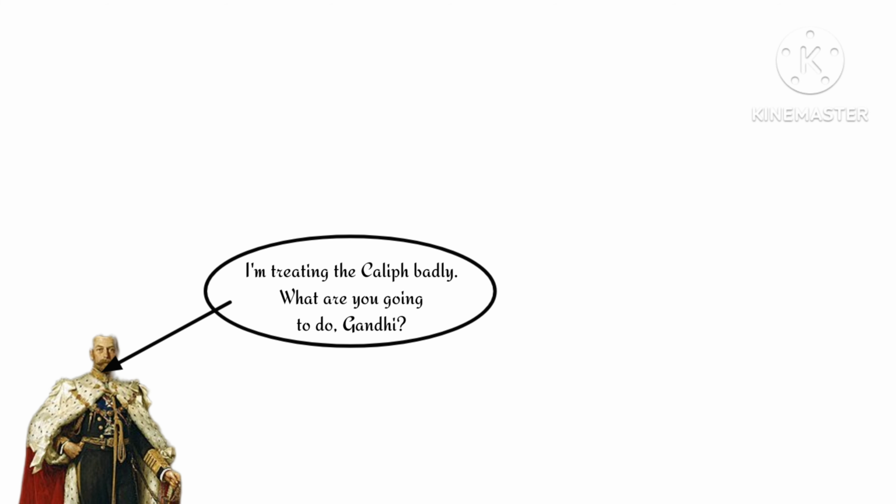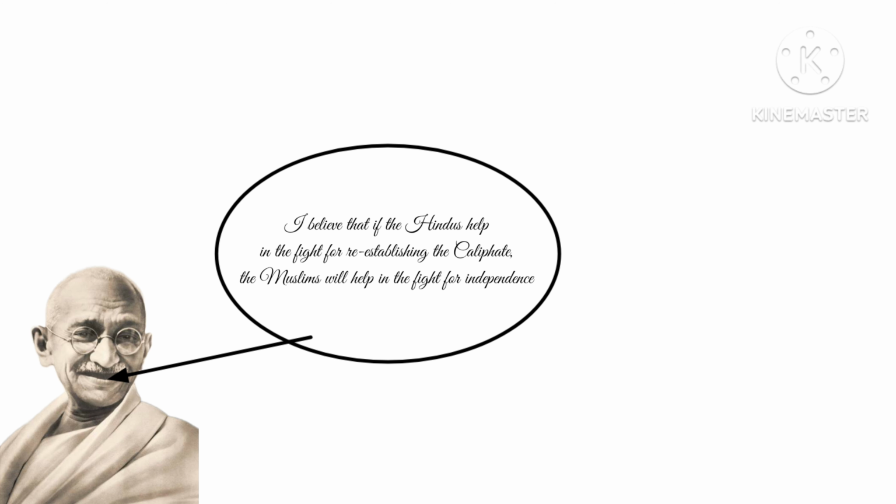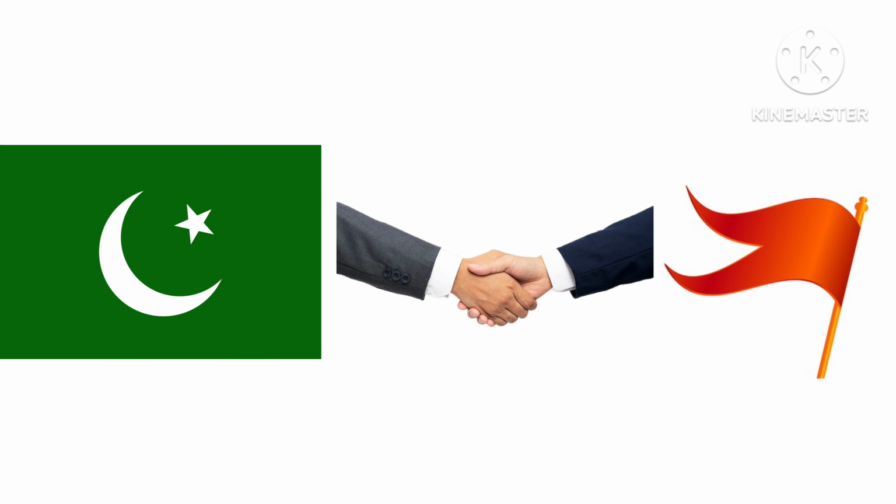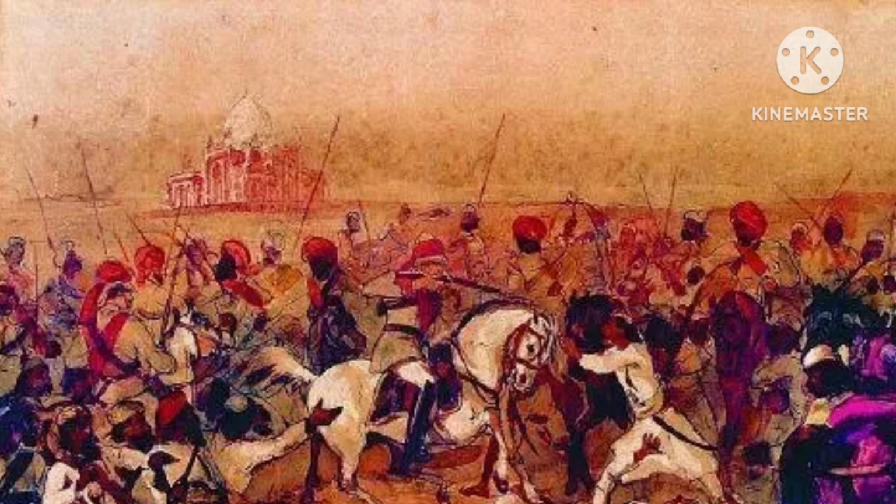After World War I, the British and the French started treating the Caliph, who was the ruler of the Muslim world, badly. Gandhi believed that by helping the Muslims by re-establishing the Caliphate, the Muslims would help in the fight for independence. This fundamentally is wrong. Muslims helped in the fight for independence much before Gandhi came to India, much before Gandhi was even born. Hindus and Muslims died together in the first war of independence.